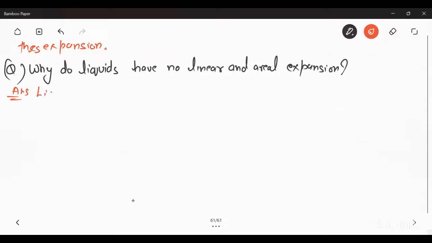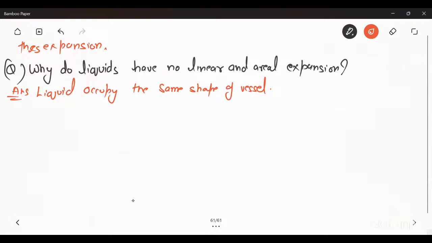So the answer of this question is: liquids occupy the same shape as the vessel, so they do not have individual length and area. Hence, liquids have no linear and areal expansion. Because liquids occupy the same shape as the vessel, they do not have a fixed area. That's why they do not have any linear or areal expansion. But liquids have a fixed volume. That's why they have only volumetric expansion.